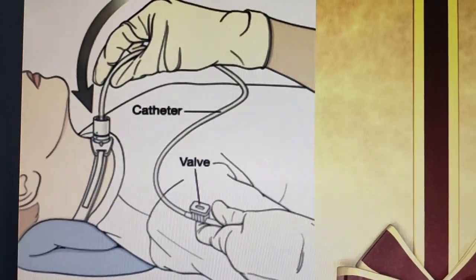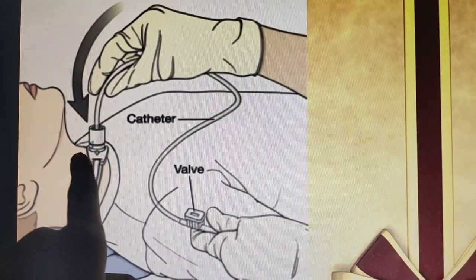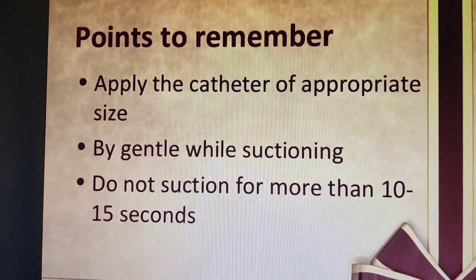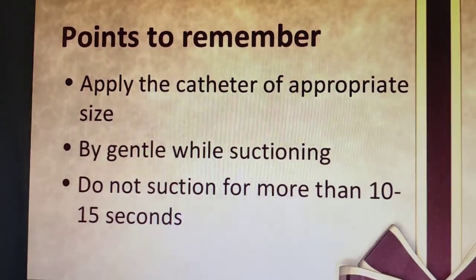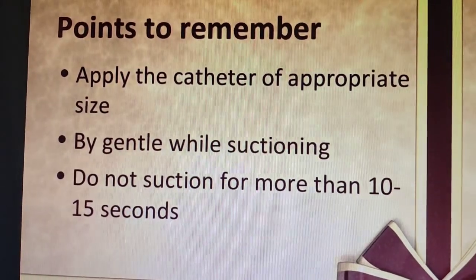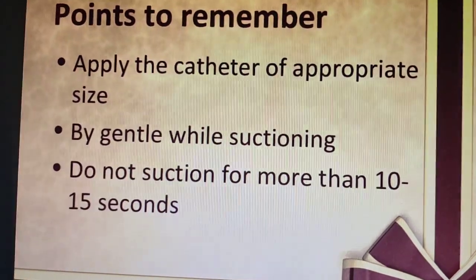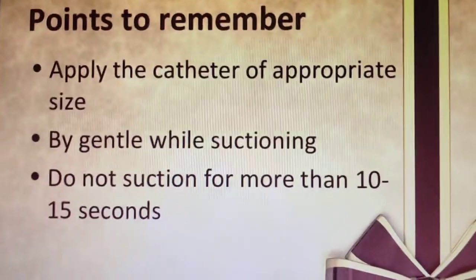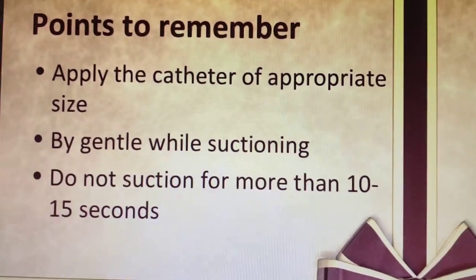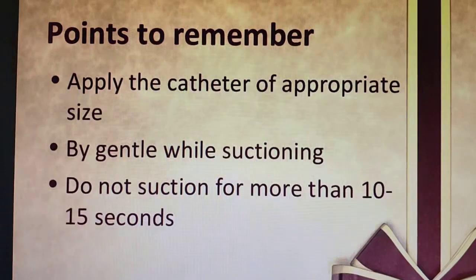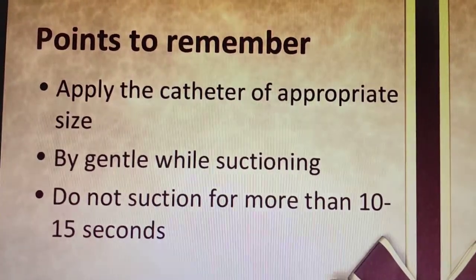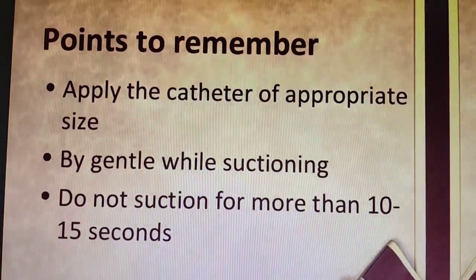Okay, this is what endotracheal suctioning is. This image is of a trachea, but this is a small one, so don't bother about this image. Then the very important points to remember: use a catheter of appropriate size. Suction gently and very carefully. If the patient feels discomfort or asphyxia, stop the suctioning. If the patient coughs or finds it very difficult, stop the procedure. If the patient is comfortable, just continue.